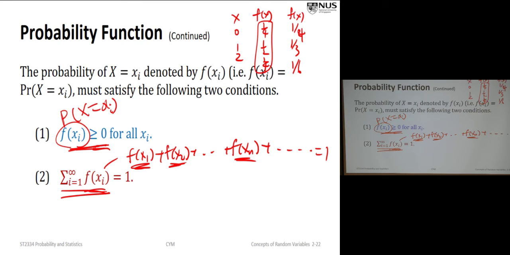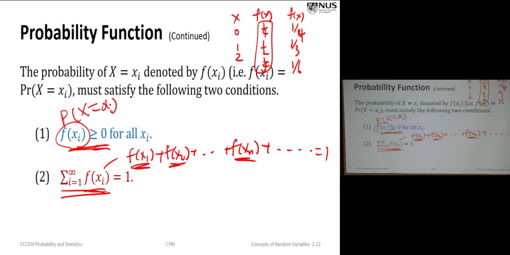All right? Now, if I give you a function f, I claim it to be a probability function, and then define for 0 is 1/4. For 1, it is 1/3. For 2, it is 1/6. Each of these probabilities, this f of x1, f of x2, f of x3, are greater or equal to 0. But they don't add up to 1. What does it mean? It means that the way that we define this probability function is not correct. All right. So make sure that they add up equal to 1.